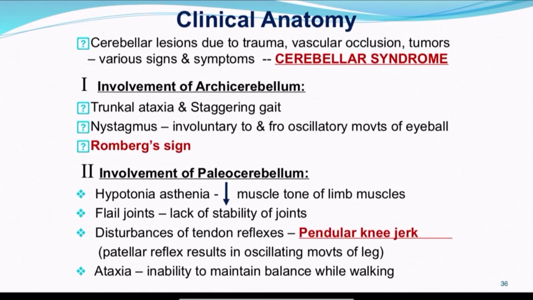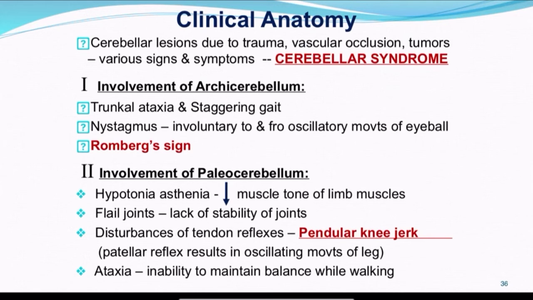movements of eyeball. Romberg's sign is a sign when you ask a patient to stand with his eyes closed, he will sway to one or more side. He will not be able to stand straight with the eyes closed. With eyes open, okay, but with eyes closed also we should be able to stand straight, maintaining our equilibrium normally.